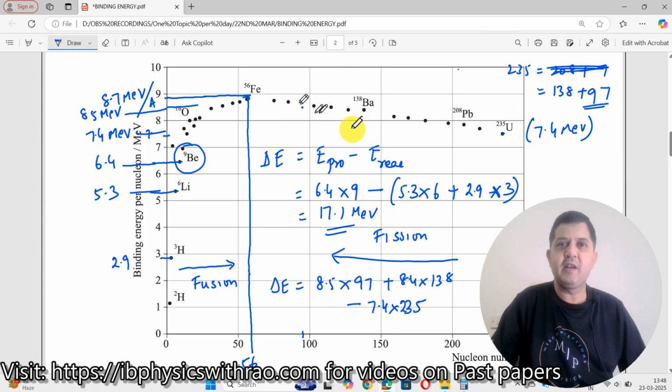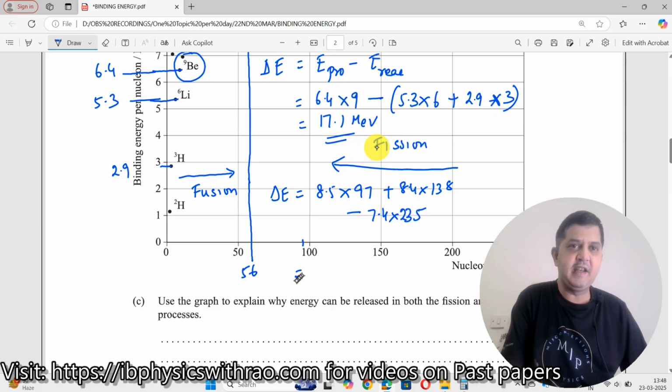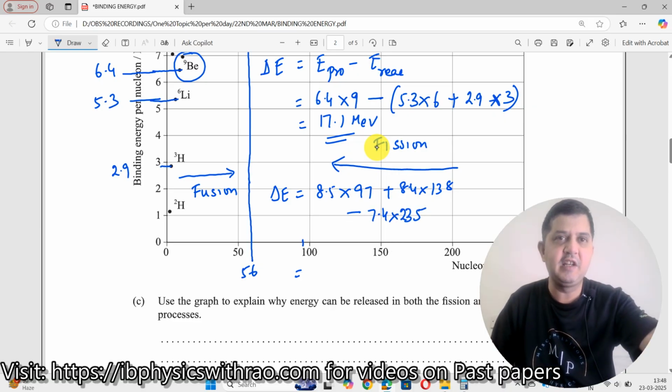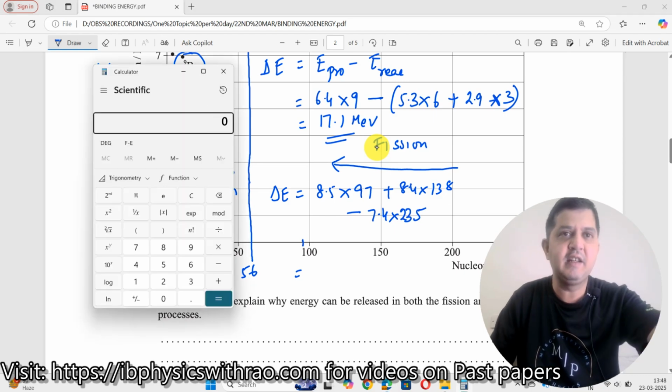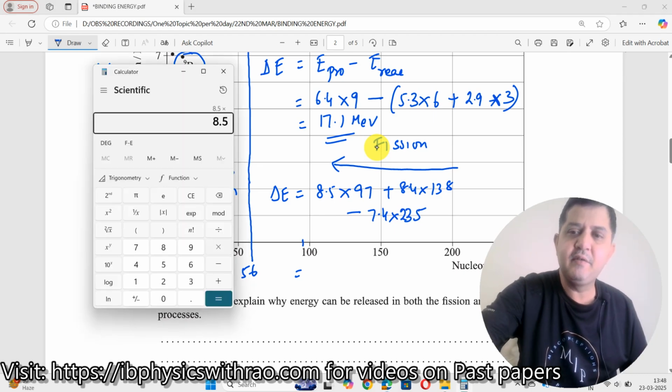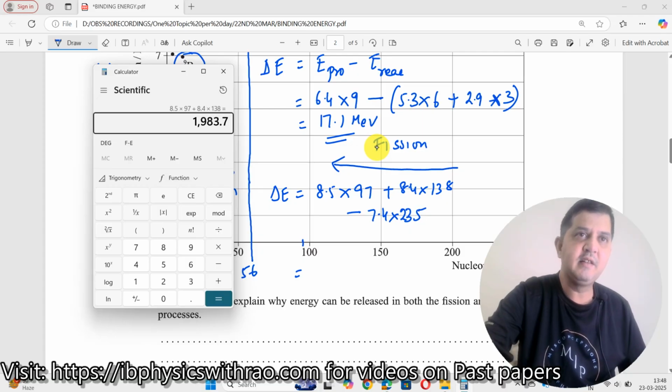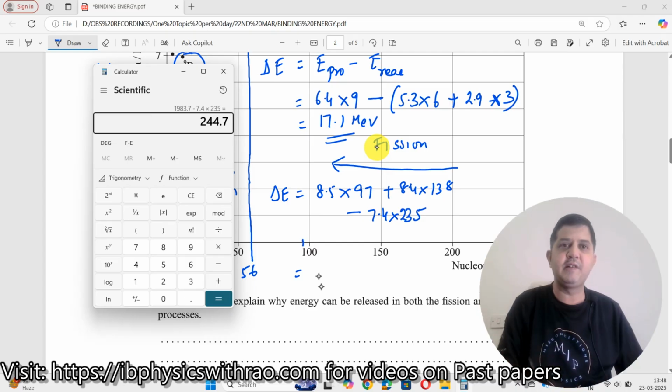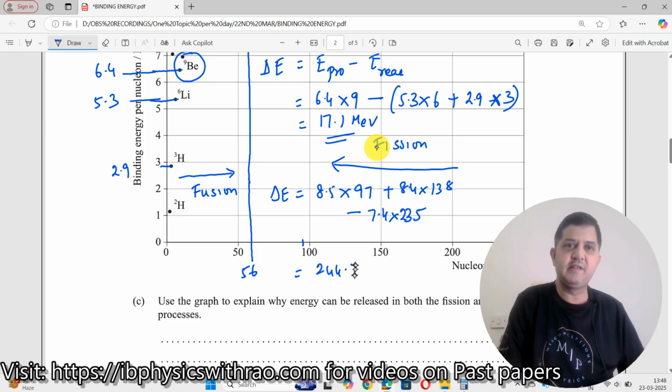Okay, let us calculate this value. If I get it to be positive, this is the energy of the products and this is the energy of the reactants. Let me see whether you get positive or negative. I get 8.5 into 97 plus 8.4 multiplied by 138 is equal to so much, minus 7.4 into 235. I get 244.7 MeV. Which means what? In both the cases, delta E is seen to be positive.